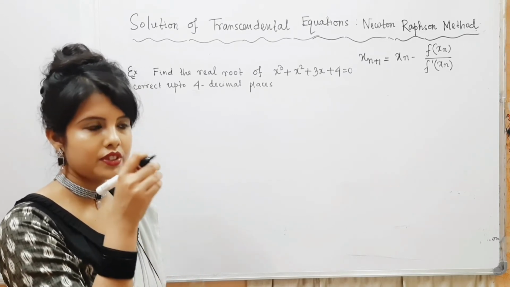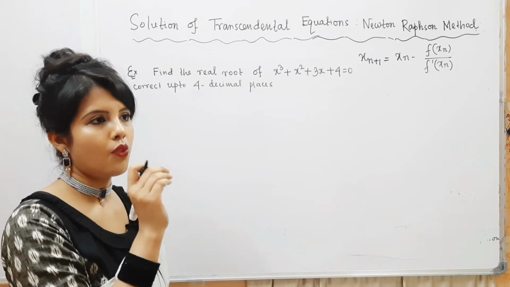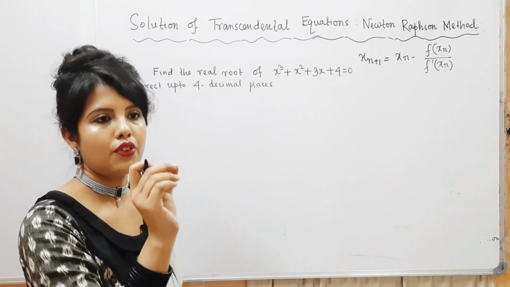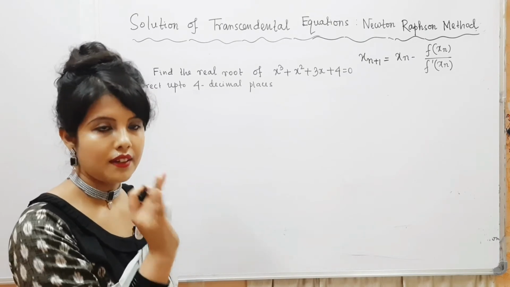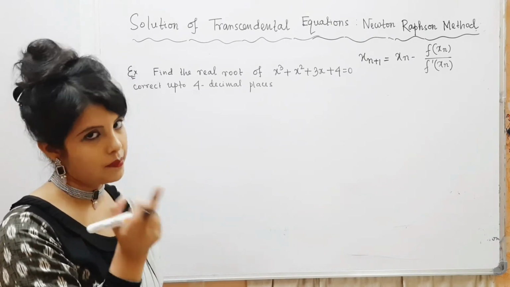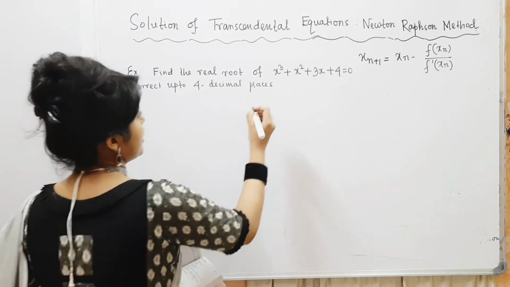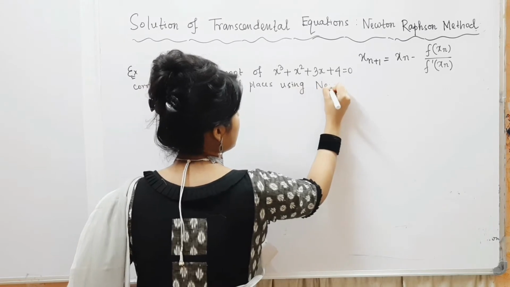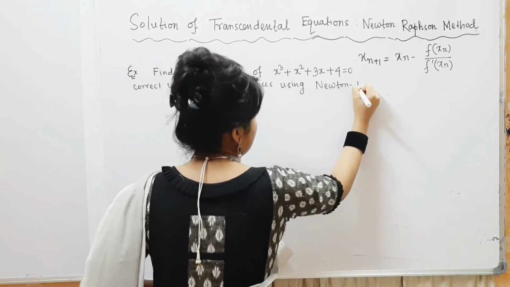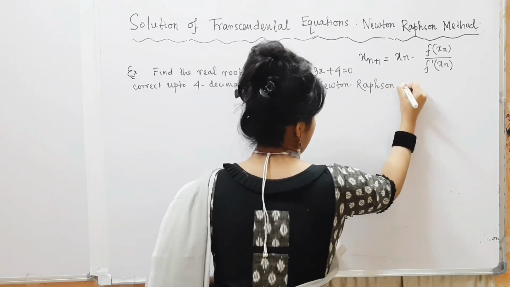So you have to take the root, that is, if it is a point, then suppose 1.2347. So 0.2347, you are considering 4 decimal places after the point. Okay, so that is the meaning of the 4 decimal places, using the Newton-Raphson method.